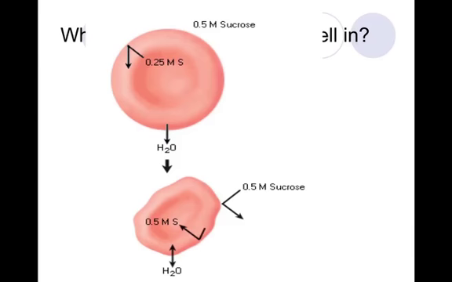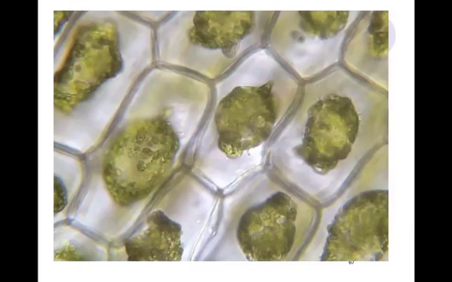Same thing happens with these blood cells. Here's a great picture of your cells when your water is leaving your Elodea, right? Because your cell membrane is starting to shrink, cell wall's not, and so all of that is coming closer together. Usually these would be spread out to reach your cell wall.